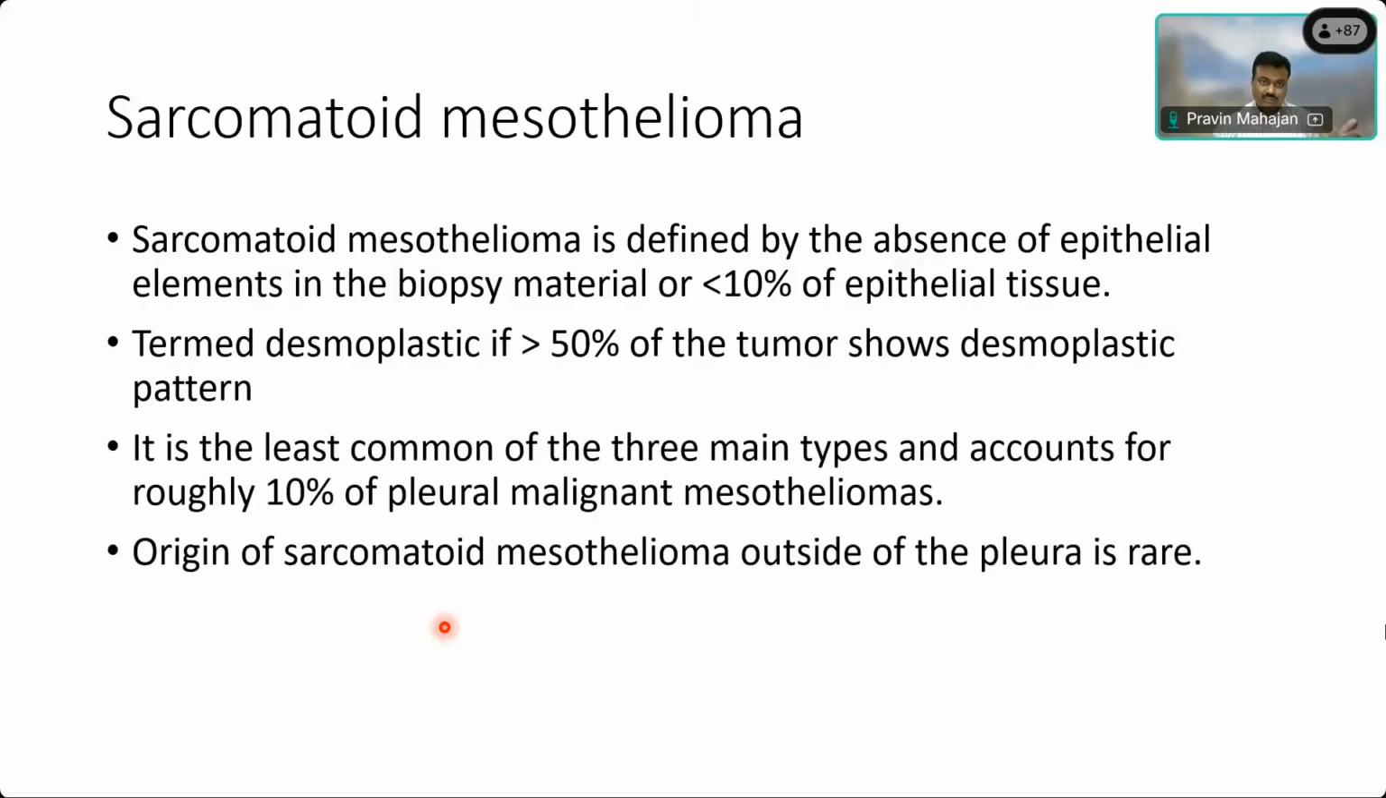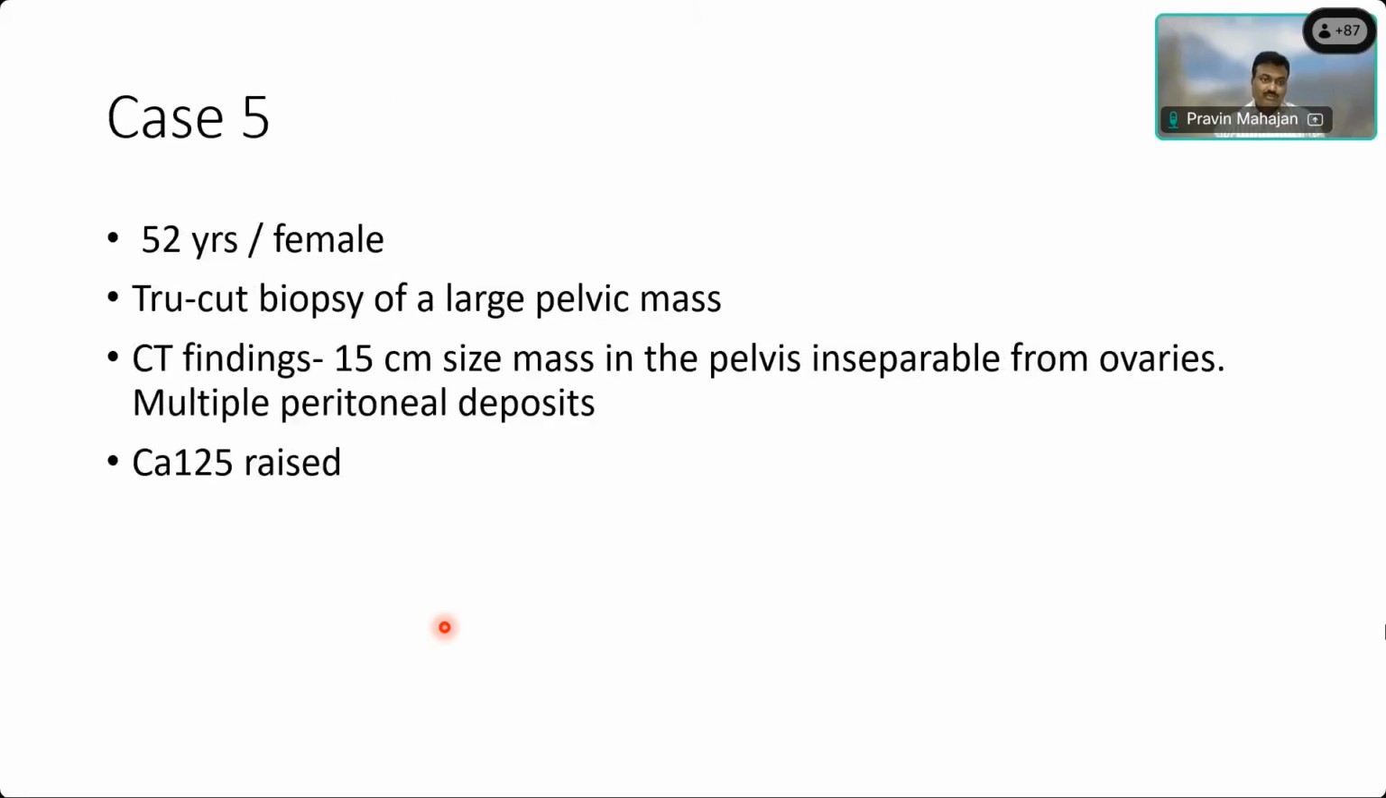Now this is a true cut biopsy. So maybe there are some areas in the tumor somewhere with epithelioid morphology, you don't know. But whatever the true cut showed, it is showing sarcomatoid morphology. So we'll go to case number 5, the last case.